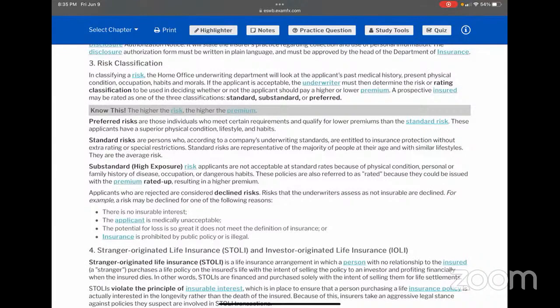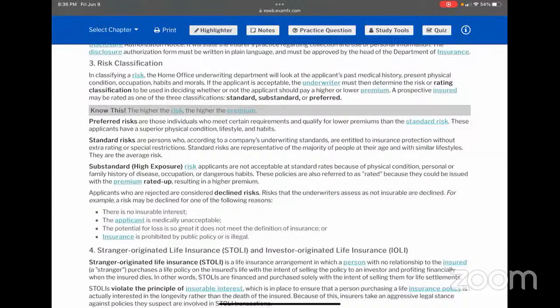All right. If the applicant is acceptable, the insurer must then determine the risk or rating classification. So this determines if they're going to pay a higher or lower premium. All right. So they may be classified as standard, substandard, or preferred. Which one y'all think is like the best one, the best rating? Preferred. Which one is the not so best rating? Substandard.